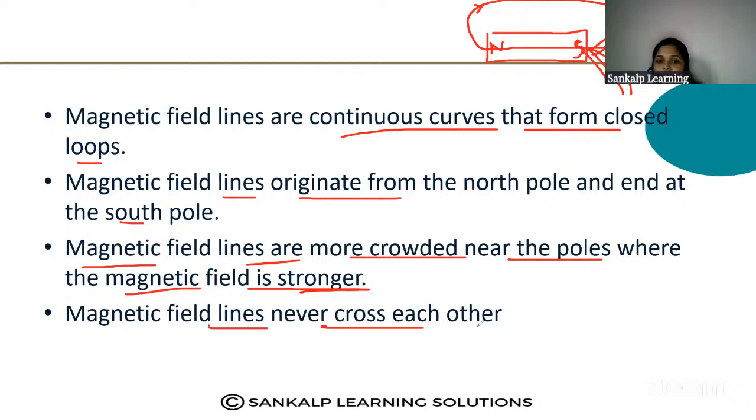Magnetic field lines never cross each other, they never intersect each other like this. Just imagine these are the magnetic field lines, so they will never intersect each other. These magnetic field lines never cross each other.